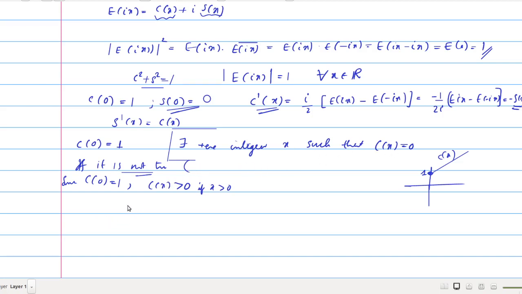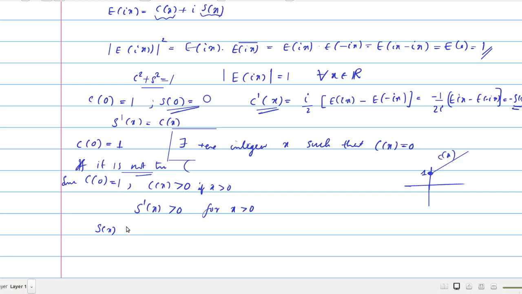So in that case we get c of x is nothing but minus s dash x, so s dash x is greater than 0 for x greater than 0. What is the meaning of this? The derivative is greater than 0, so that means s of x is increasing.